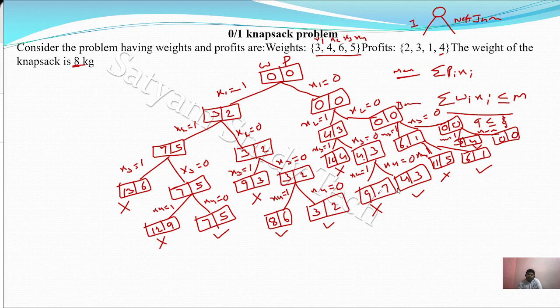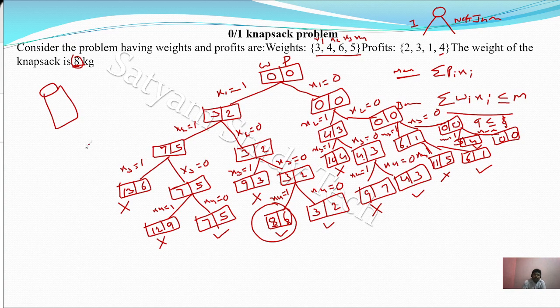So how many solutions exist? Out of all solutions, you can get the maximum profit. Here you can see, this is the maximum profit you can get: the weight is 8, so the profit is 6. The bag capacity is 8, and you can consider these are the solutions.